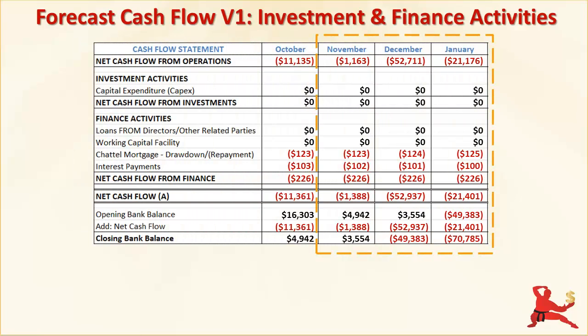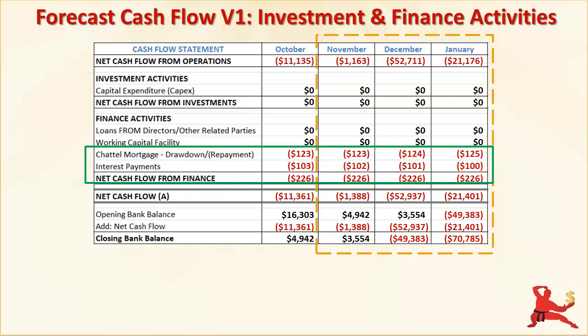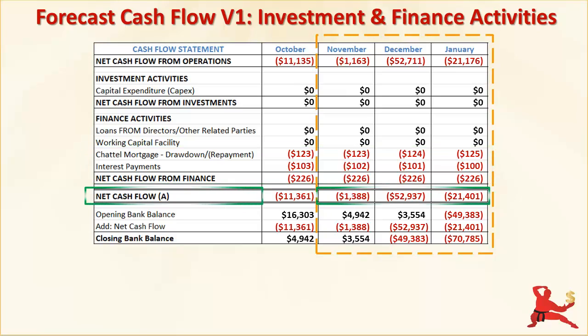Now let's look at the investment and finance activities section of the forecast cash flow statement. We are not planning to buy or sell equipment or other fixed assets in the forecast period, so cash flow from investment activities is zero. We have to continue to make interest and principal repayments on the existing financing facility that we used to fund the purchase of a forklift, so that's more money going out.